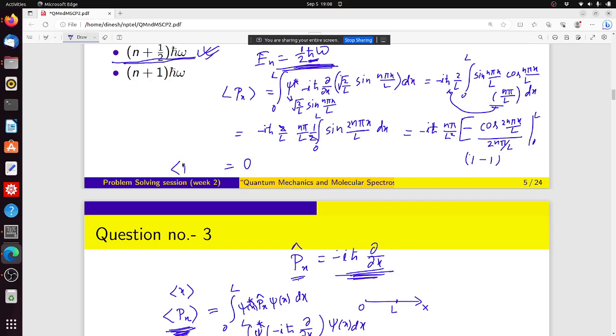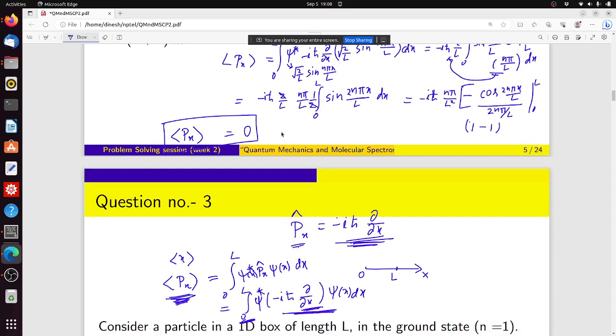So what is the expectation value of p? 0. That means when you try to calculate the momentum of that particle inside this box, most of the time you will find it to be 0. You will be finding it like not moving, but there will be some uncertainty in position also. But when you try to measure its momentum or velocity, let's say, then you will find it to be still. Okay, that's the meaning of this.